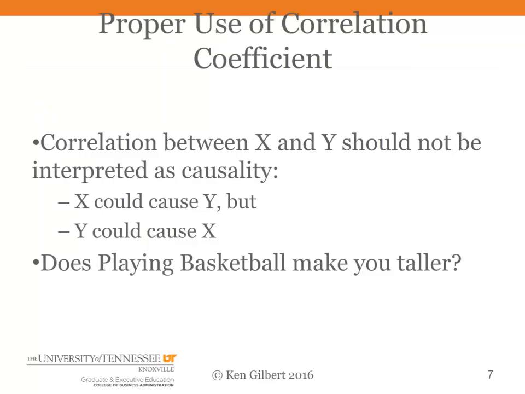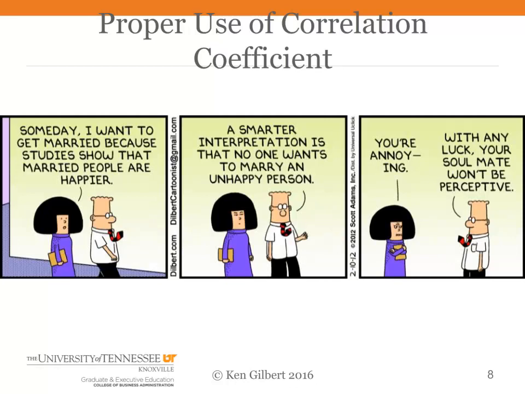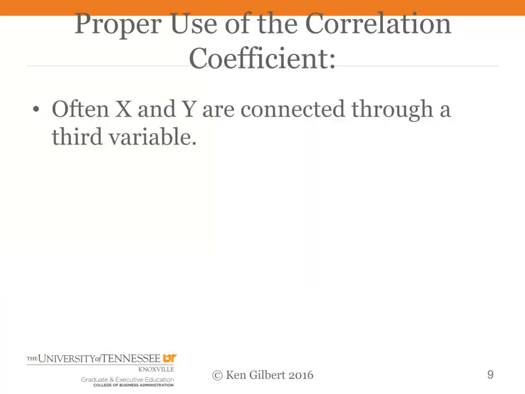When X and Y are correlated, it could mean that X causes Y, or the causality could go in the other direction. And here's a silly example of what would happen if you got the causality going in the wrong direction. And here is another possibility.